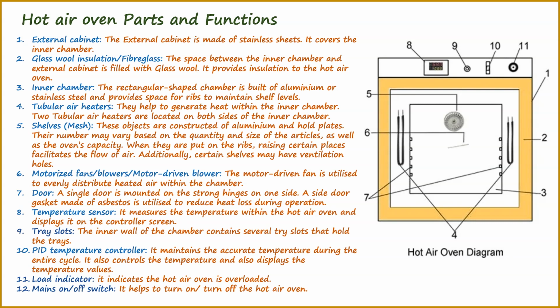The fifth part is shelves, mesh. These objects are constructed of aluminum and hold plates. Their number may vary based on the quantity and size of the articles, as well as the oven's capacity. When they are put on the ribs, raising certain places facilitates the flow of air. Additionally, certain shelves may have ventilation holes.